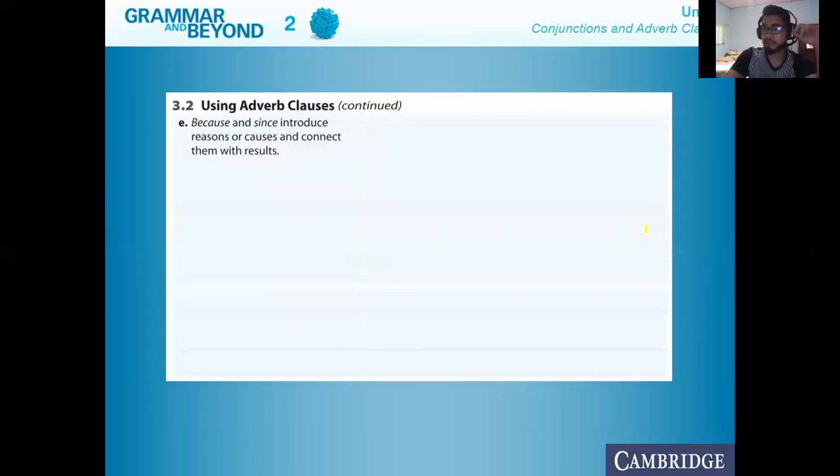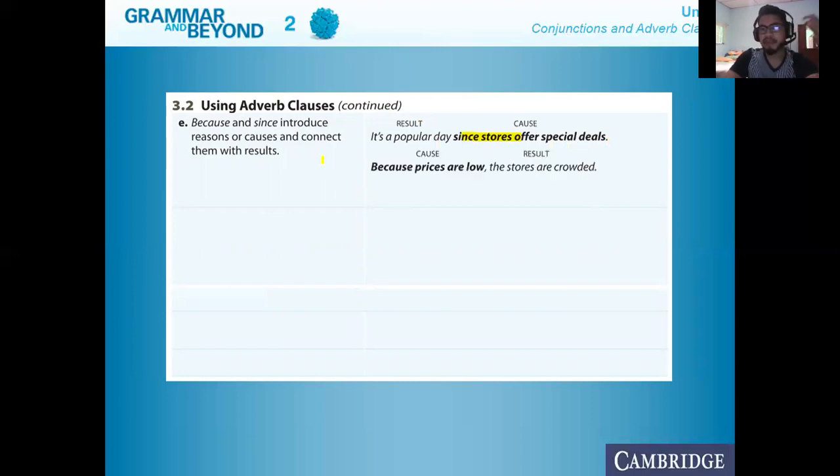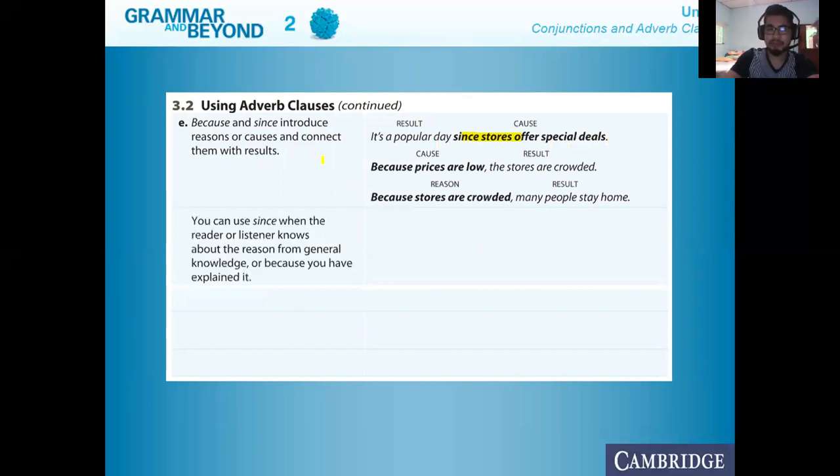And then we have the other words, because and since, which introduce reasons or causes and connect them with results. For example, it is a popular day since stores offer special deals. Okay, we're explaining the reason why it is a popular day. And the reason why is because stores have special deals. Because prices are low, the stores are crowded. Because stores are crowded, many people stay home. You see, really, really simple how to use them.